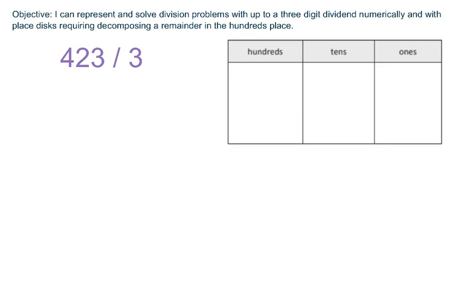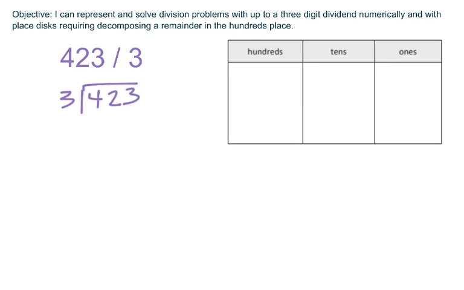To start us off, we're going to start with the problem 423 divided by 3. Again, I don't have that fancy division sign when I am typing, so that slash, if you ever see that, is just stepping in for division. But to write it as you would normally see it, we've got the 423, the dividend, under our bracket, and then we've got the 3 on the outside as our divisor, the number that we're dividing by.